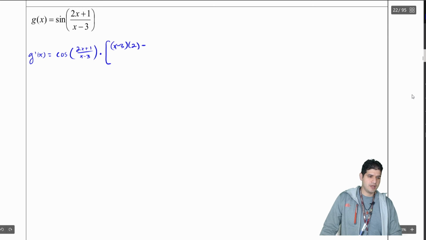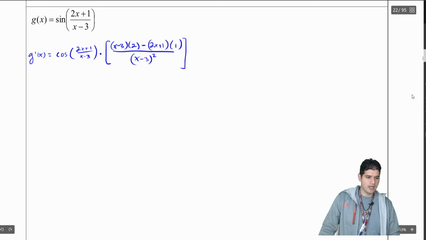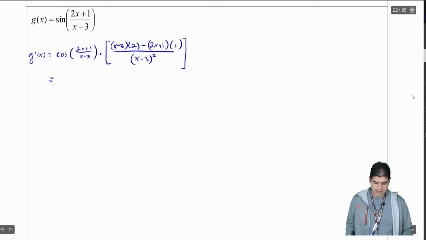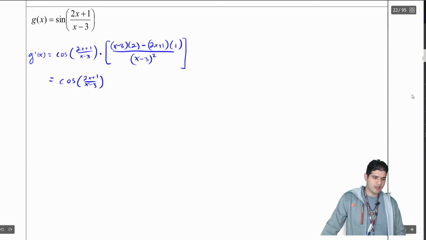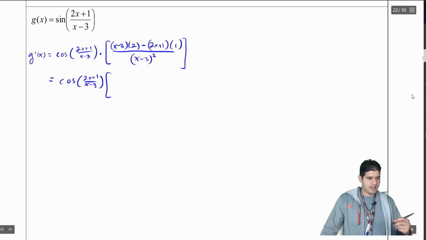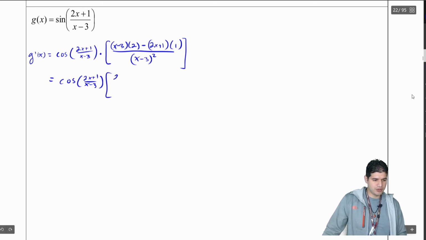times 2 minus 2x plus 1 times 1 all over x minus 3 squared. All right, and again, this is just going to take the algebra stuff to simplify everything. So I'm going to hold on to the cosine of 2x plus 1 over x minus 3. That's not changing. But over here in my second part, I'm going to need to distribute a lot of stuff just to see what happens. So 2x minus 6, and then over here I have minus 2x minus 1 over x minus 3 squared.